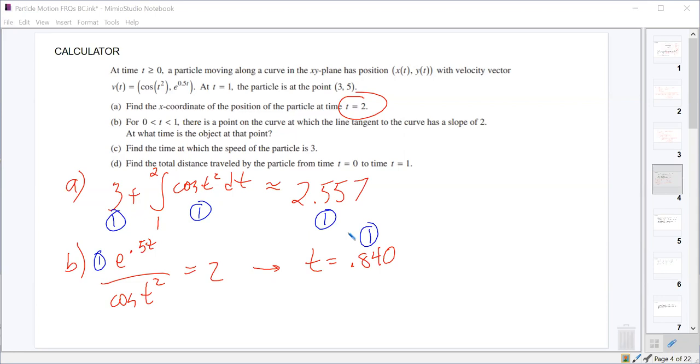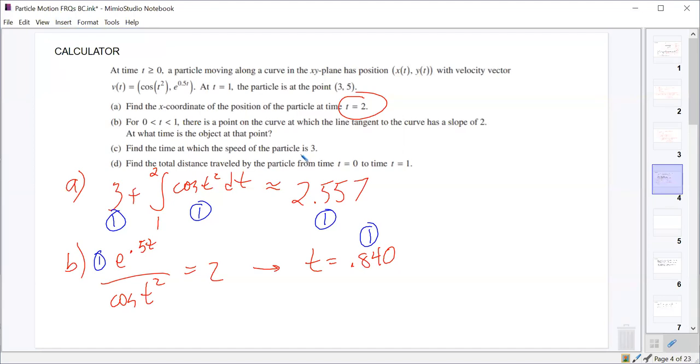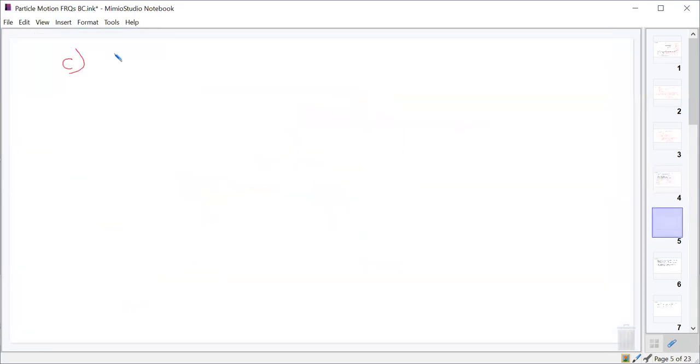Part C. We want to know the time at which the speed is 3. So speed being absolute value of velocity means take the velocity vector and find its magnitude. So what we say is time when the speed is 3. So 3 equals the square root of, what was the first piece of that? It was cosine t squared. So cosine squared t squared. And then the other piece was e to the 1/2 t. So just e to the t.